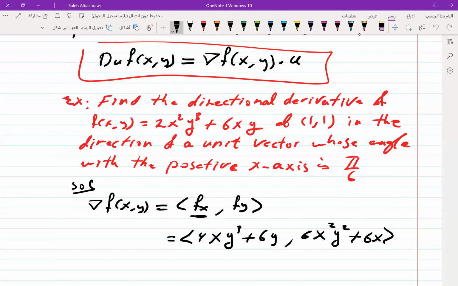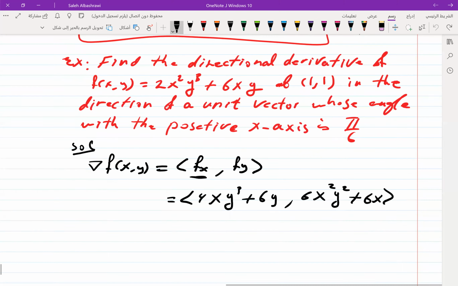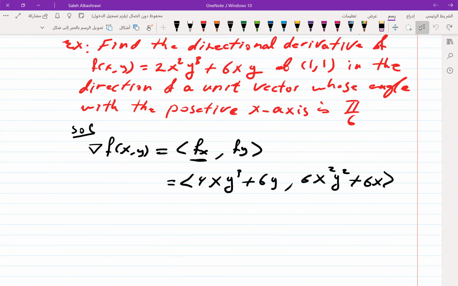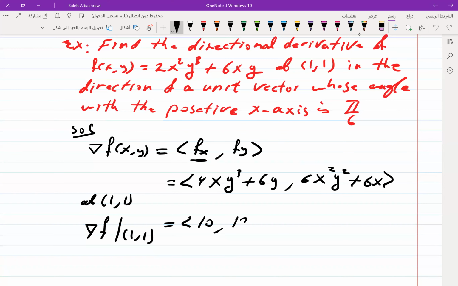Now we can evaluate the gradient at the given point, 1 and 1. So the gradient of the given function at 1, 1 is equal to, replace x by 1 and y by 1, it will be 4 plus 6 equal to 10, and 6 plus 6 equal to 12. It will be 10 and 12.